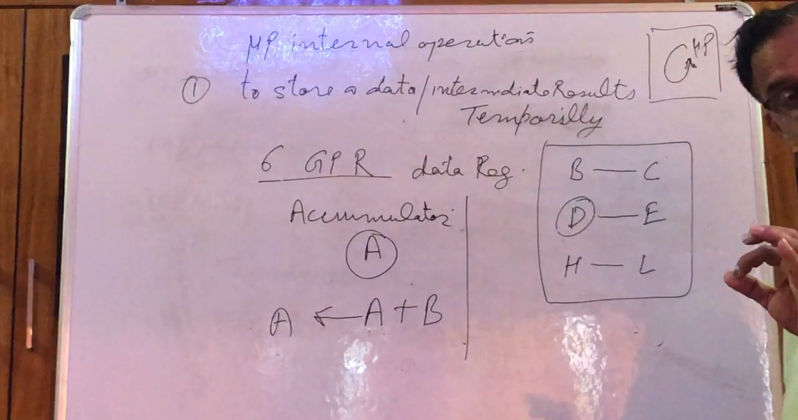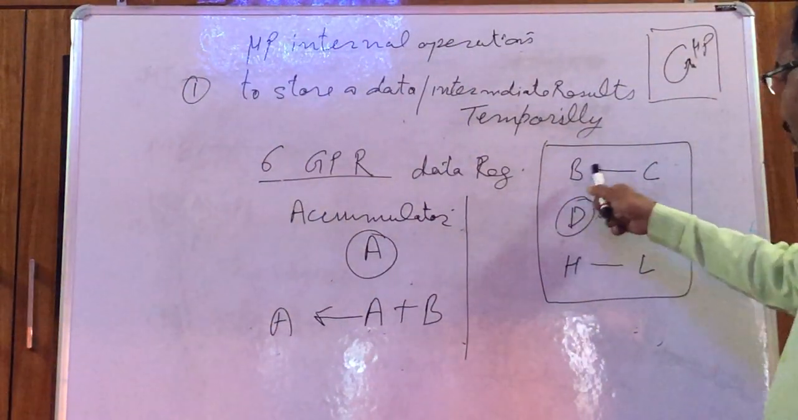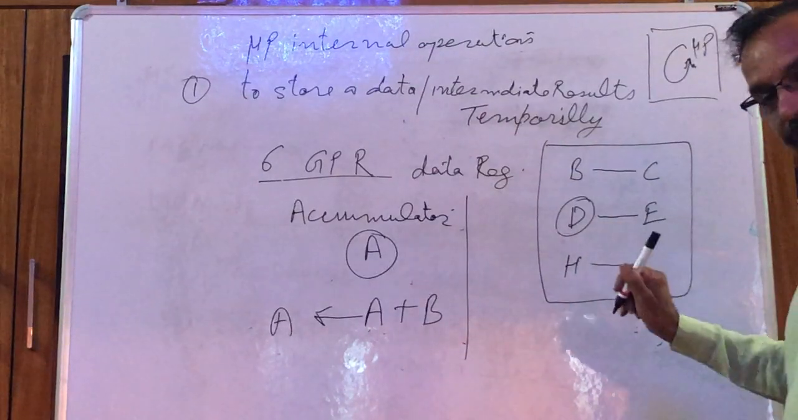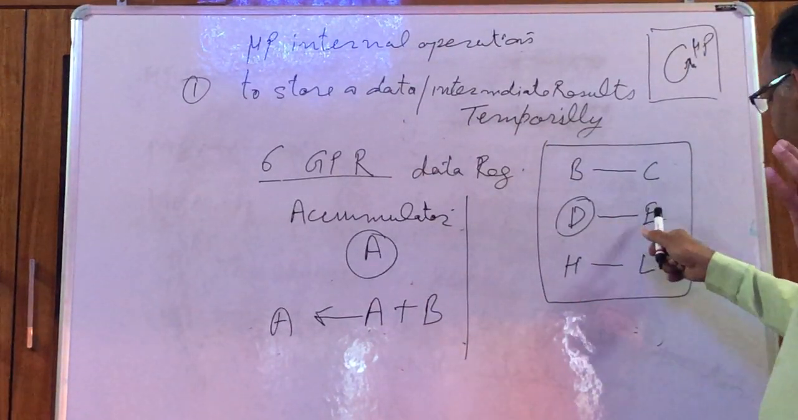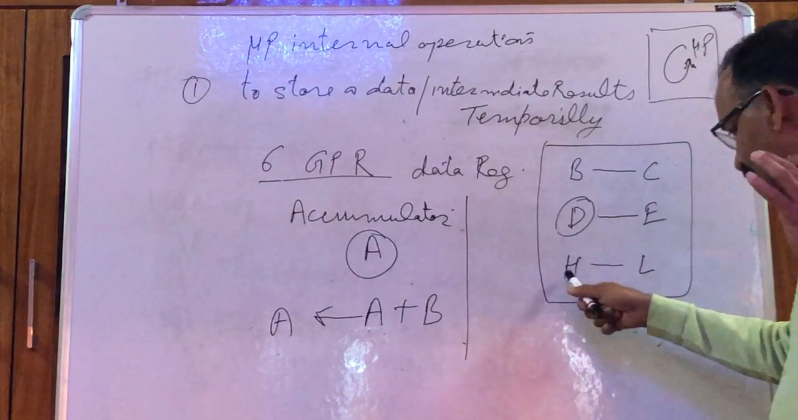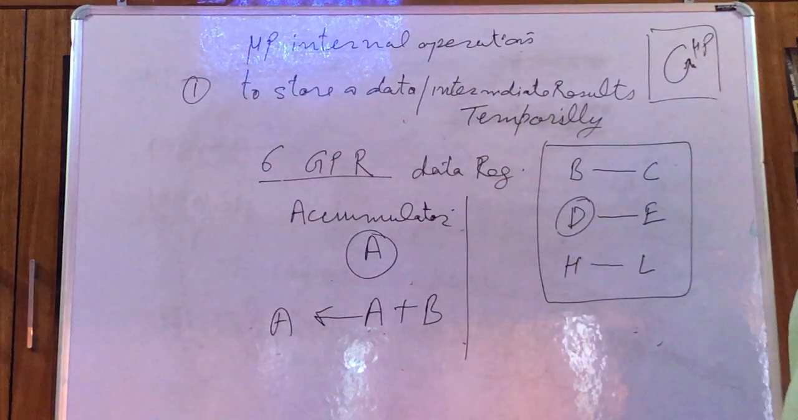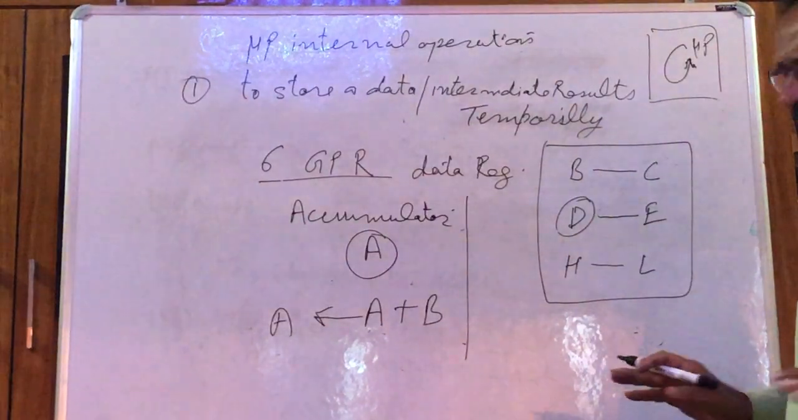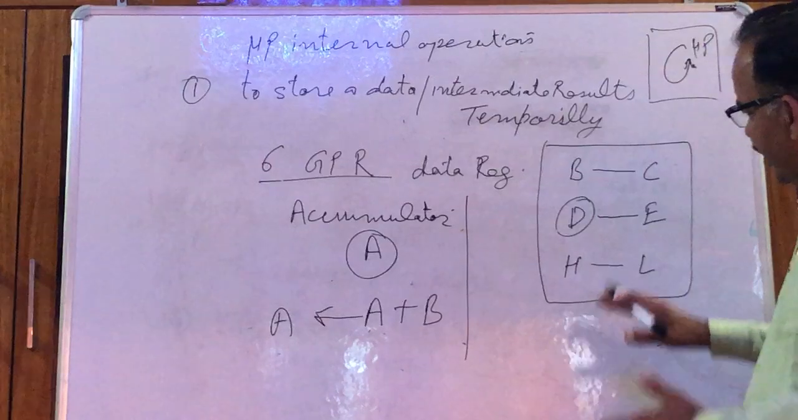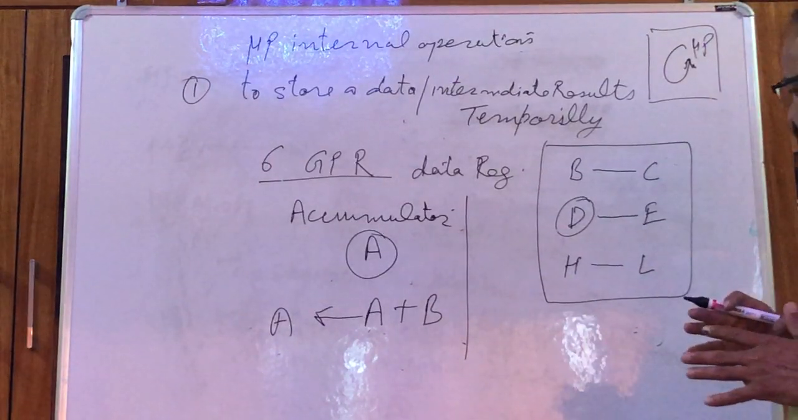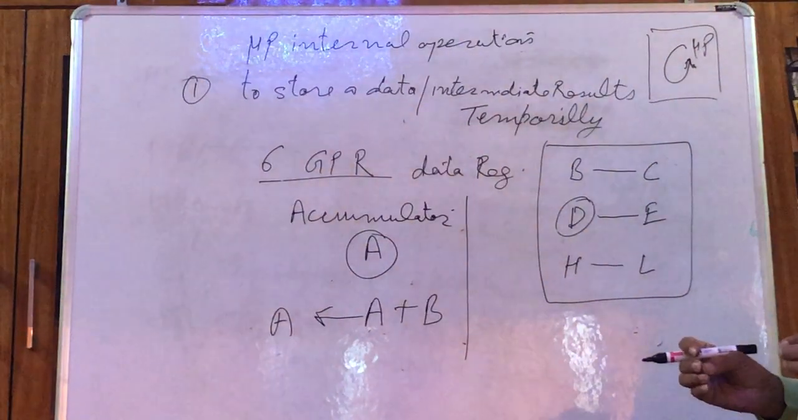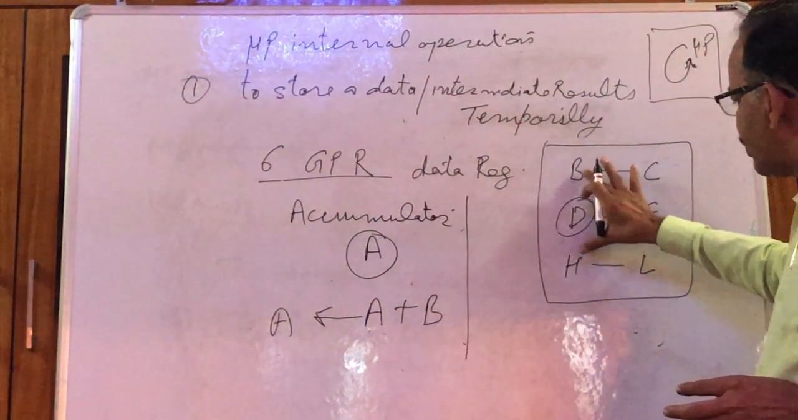This pairing is fixed. That means B will only pair with C, it cannot pair with E, D, L or H. Similarly, H can only pair with the L register. So this pairing is fixed, and as it is fixed, throughout our 8085 literature, whenever there is a register pair, we only mention the higher order register.